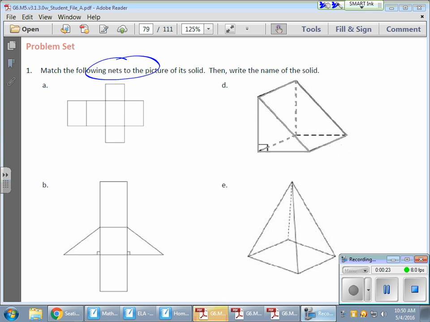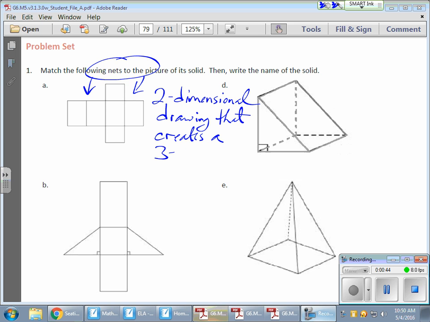We have this word net, and this is a net, by the way. So a net is a two-dimensional shape or a two-dimensional drawing that creates a three-dimensional solid. So yes, it's on paper and you can cut it out with a pair of scissors and fold things, use a little bit of tape, and you make a nice little solid.